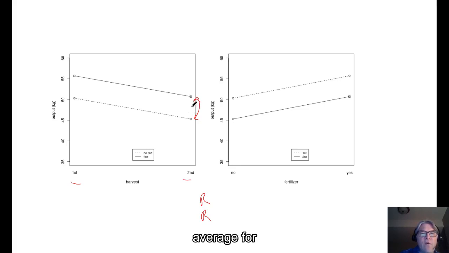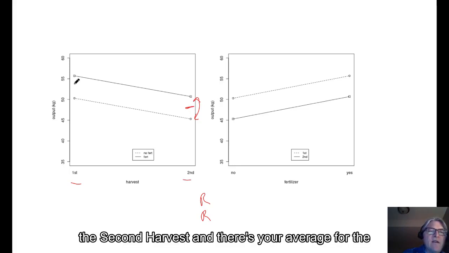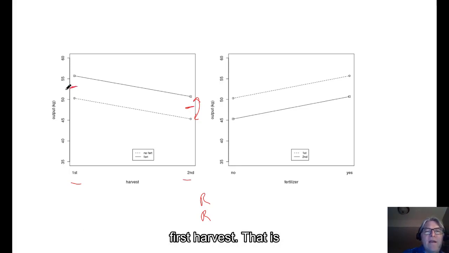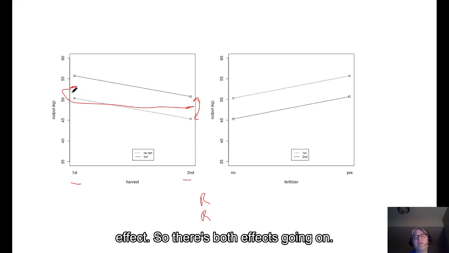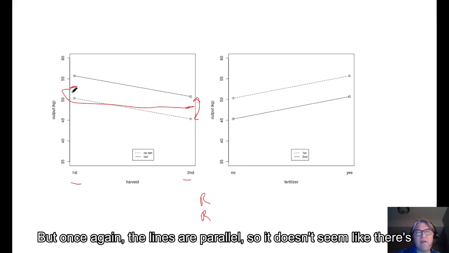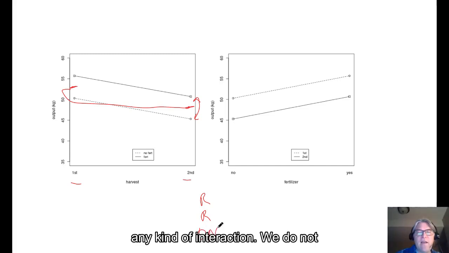There's your average for the second harvest, and there's your average for the first harvest. That is the first harvest to second harvest effect. So there's both effects going on. But once again, the lines look parallel, so it doesn't seem like there's any kind of interaction.